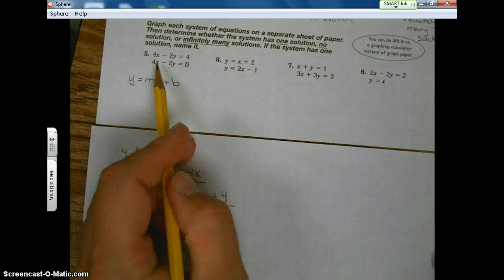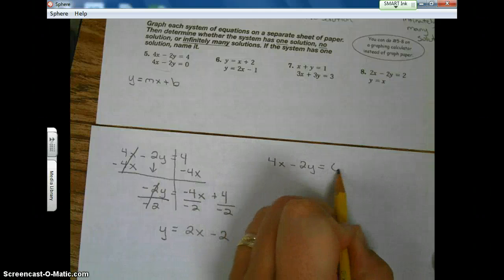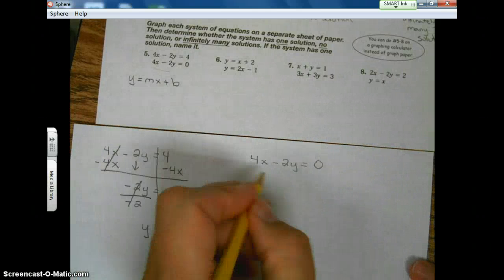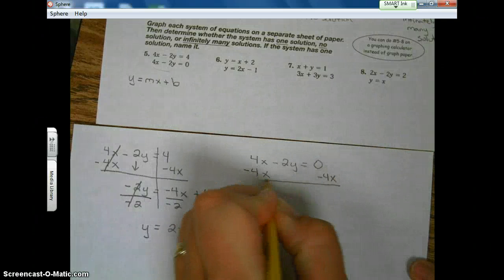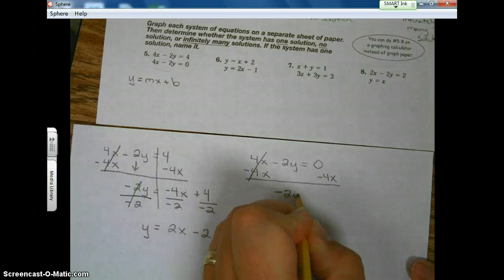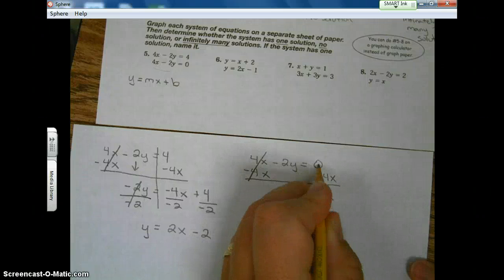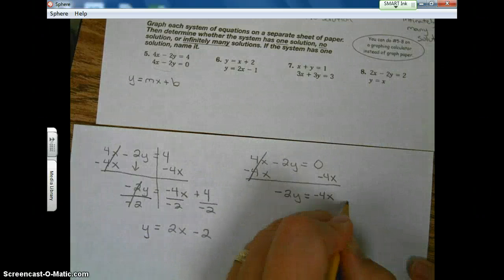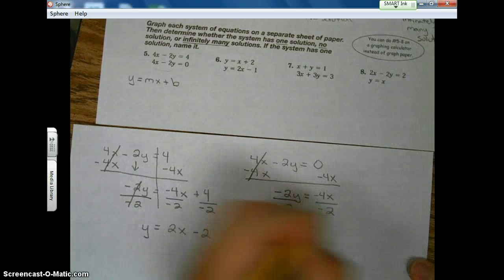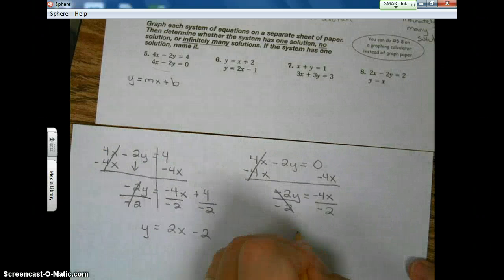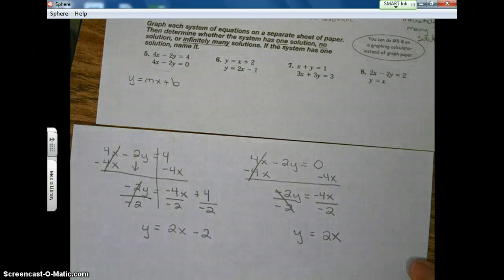Let's do the second one. So we have 4x minus 2y equals 0. Again, subtract 4x on both sides. We get negative 2y equals, we put the negative 4x first and then the 0, but we don't have to put plus 0 on the end. Divide by negative 2, unless you want to. Negative 2 divided by negative 2 is 1. Y is going to be equal to 2x.